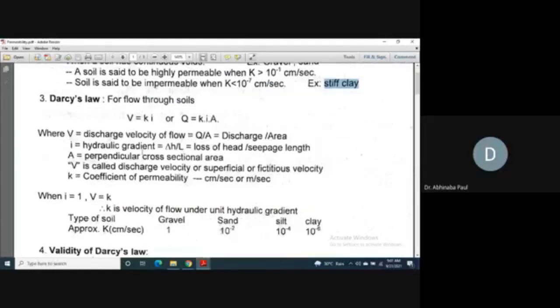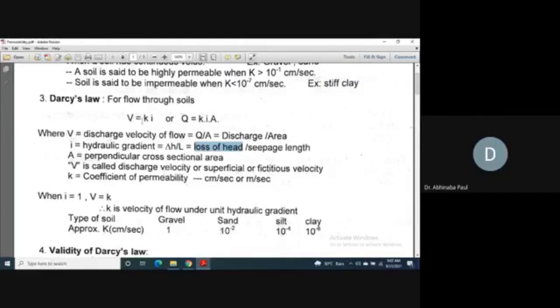Next is Darcy's law. So what is Darcy's law? Darcy's law says that for flow through soil, the discharge velocity is directly proportional to the hydraulic gradient. What is hydraulic gradient? Hydraulic gradient is nothing but loss of head divided by seepage length. So what is del H? Del H is loss of head. Loss of head means suppose water is flowing from a certain height to another height. Due to the head loss, the water is flowing. So this is known as loss of head. And divided by seepage length means how much distance it has traveled.